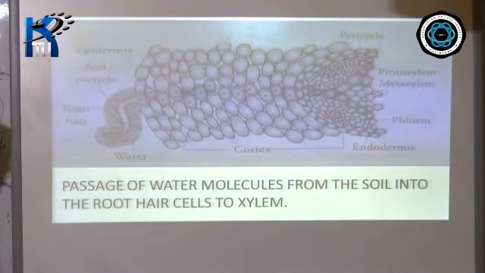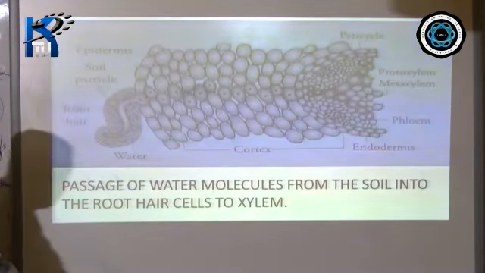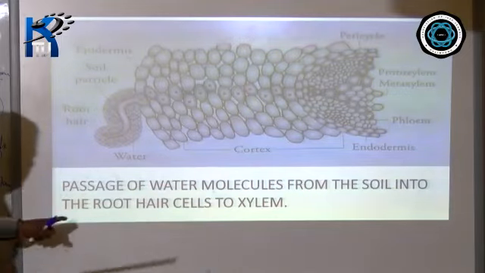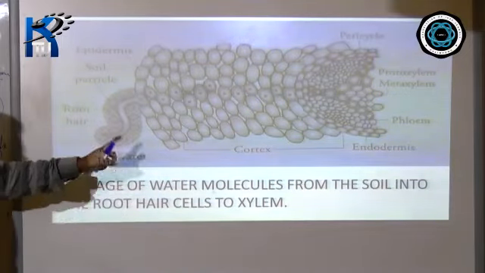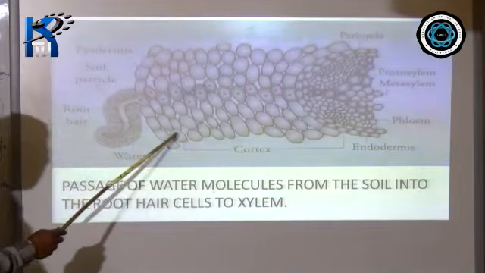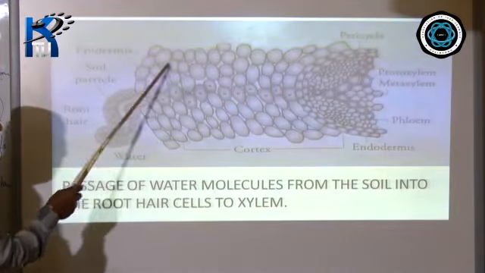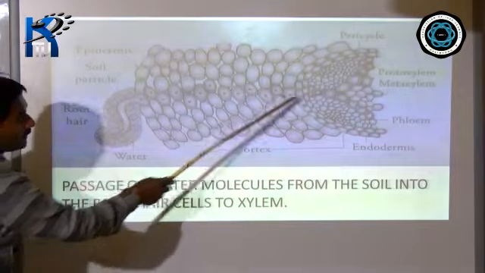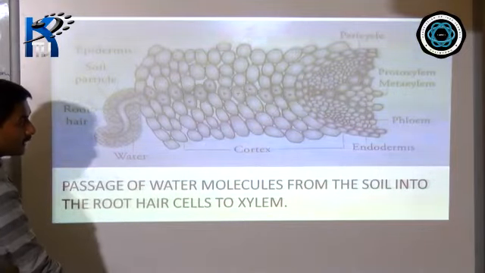Okay, so this is the passage of water molecules from the soil into the root hair cells to xylem. That means in one root hair, a number of cells are there, each cell becomes turgid, and due to that the water is directed into the xylem tissue.